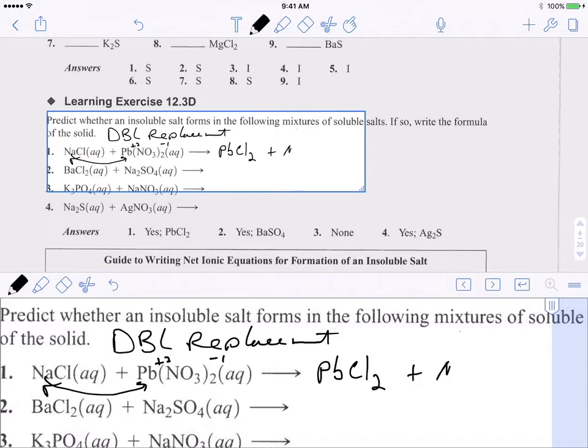PbCl2 plus NaNO3. Excellent. So to balance that off, 2 here and 2 there. Awesome.